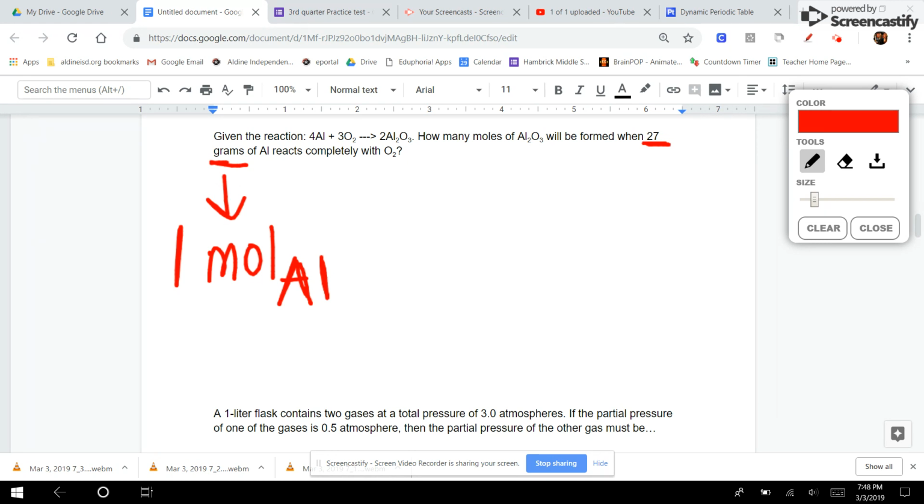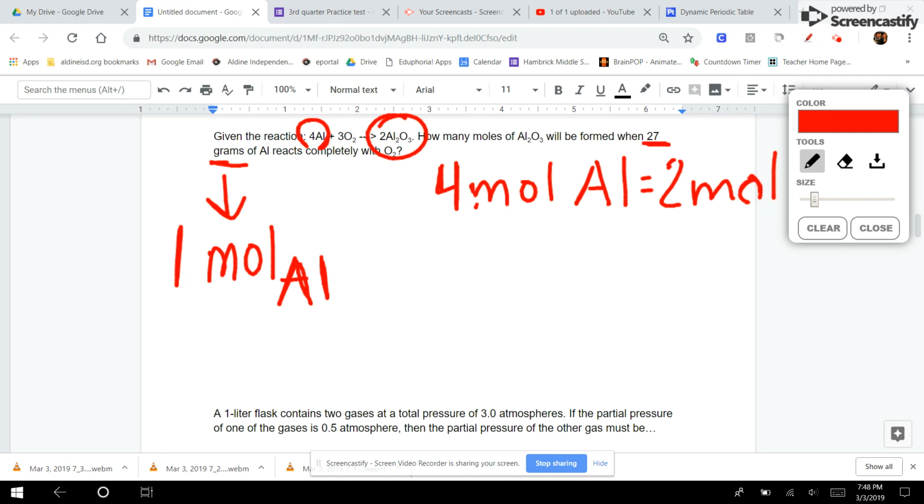So you could look at the mole ratio between aluminum and aluminum oxide, and you see that for every 4 moles of aluminum, you're going to get 2 moles of aluminum oxide. Okay, so I can simplify that ratio and go down to a 2-to-1 ratio. So that means for every 2 moles of aluminum, I'm going to get 1 mole of aluminum oxide.